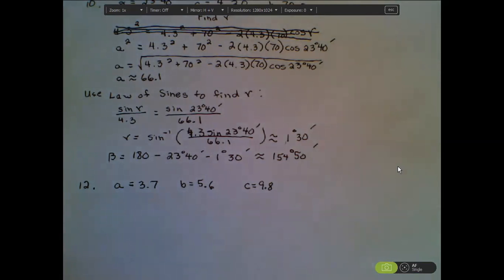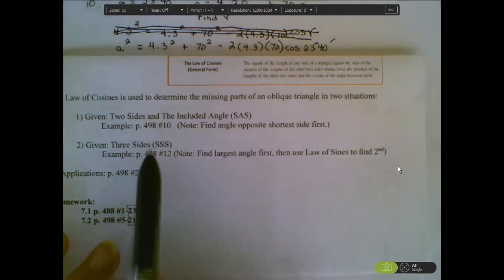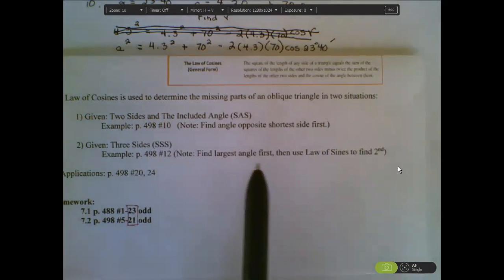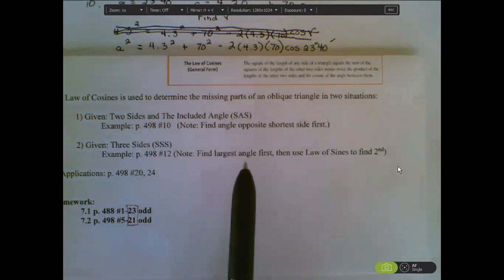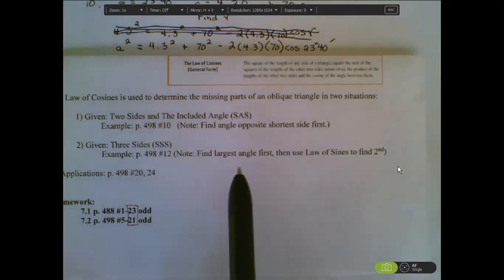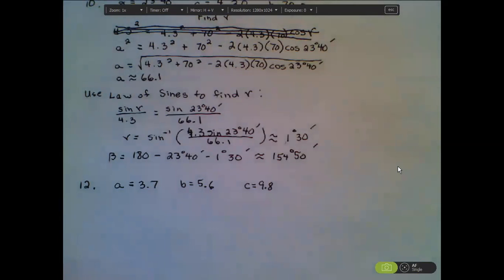Actually, I forgot to show you this second note. When you're given 3 sides, you want to find the largest angle first, because if you find the largest angle, that eliminates the ambiguous case in the law of sines. The largest angle has to be the angle opposite the longest side. And if you find that, then by the time you get to law of sines, you won't have the ambiguous case. So what's the angle opposite the longest side?